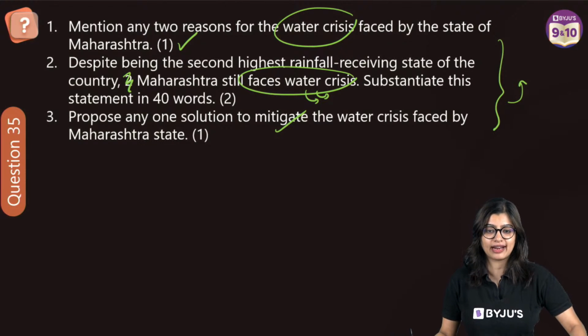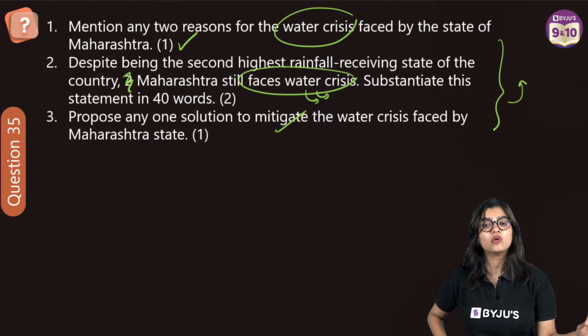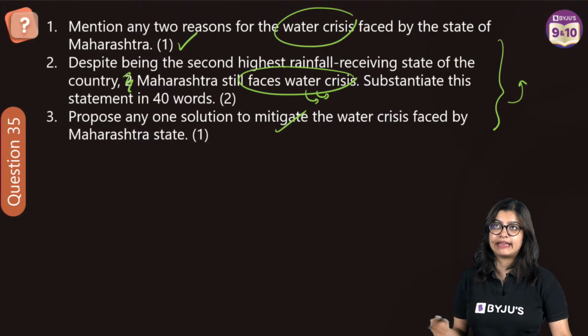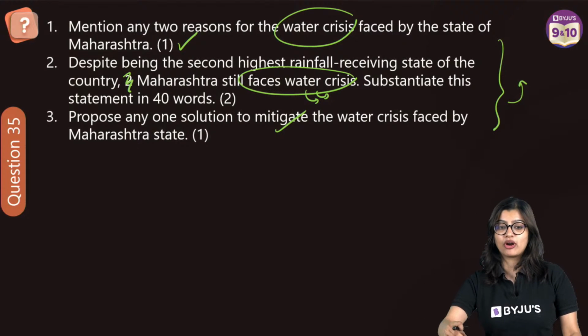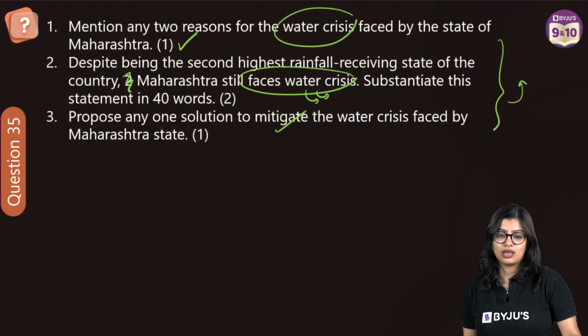Ma'am, is this a true paragraph or did they make it up? CBSE has given it for the sake of question answer. Let's not go into the details of all of that, right? But yes, see, countries or states are facing water crisis, and when they do, it's important that you understand the consequence, right?